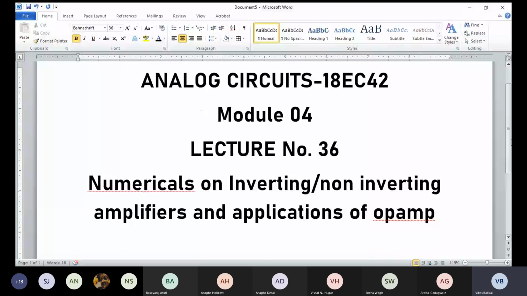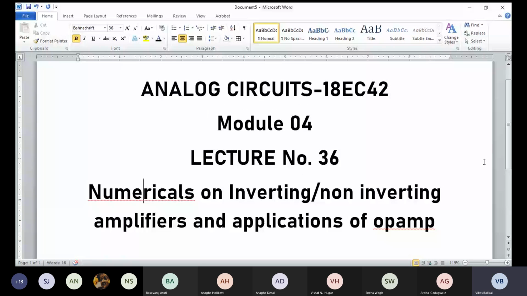Okay, welcome back again to one more lecture on analog circuits, subject code 18 EC42. This is lecture number 36, or lecture number 6 of module 4. Today in this lecture we are going to discuss some numericals on non-inverting and inverting configurations, which we have started in the previous lecture.